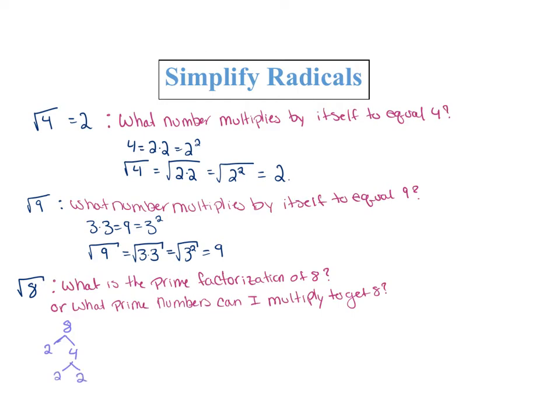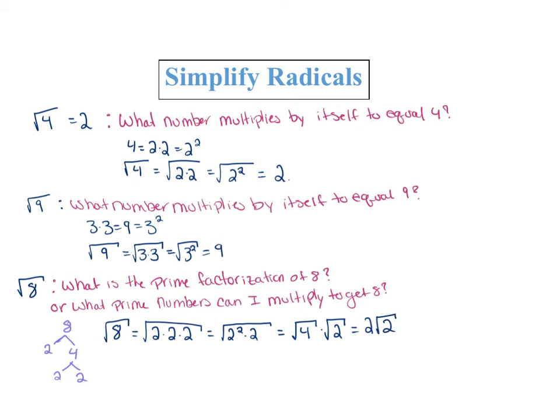So the prime factorization of 8, the square root of 8, is equal to 2 times 2 times 2, which is equal to 2 squared times 2, which is equal to the square root of 2 squared times the square root of 2. The square root of 4 times the square root of 2, which is equal to, we already dealt with the square root of 4 up here, and we said the square root of 4 is equal to 2, so this is equal to 2 square root 2.